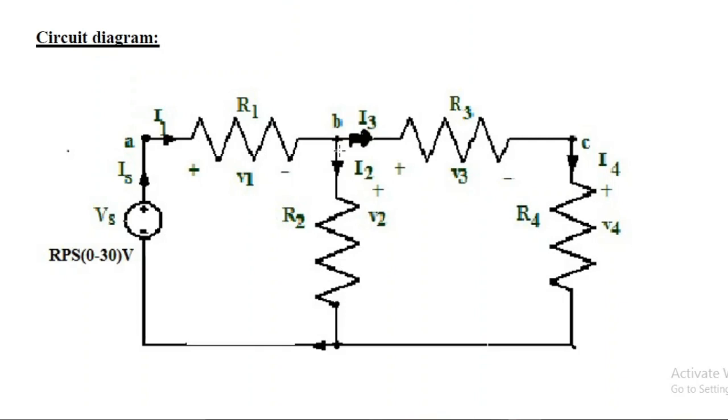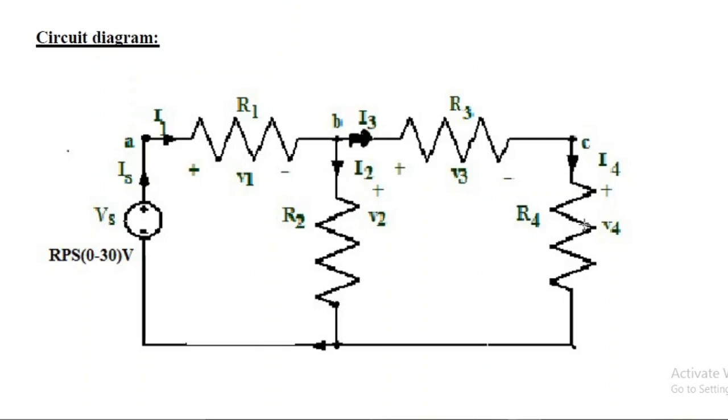So we are going to measure current and voltage with respect to each resistor. For resistor R1, we are going to measure the current I1 and voltage across the resistor V1. For resistor R2, we are going to measure current I2 and voltage drop across the resistor V2. And for resistor R3, I3 and V3. For resistor R4, I4 and V4. By measuring currents, we are going to prove KCL. By measuring voltage, we are going to prove KVL. So this is the idea.